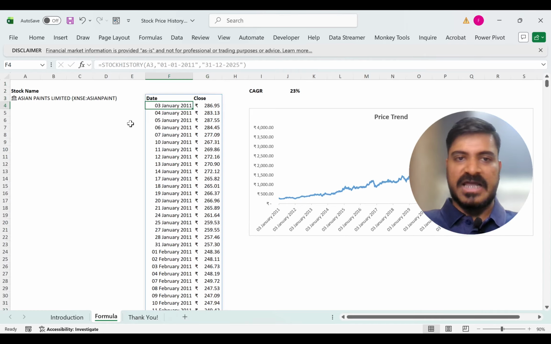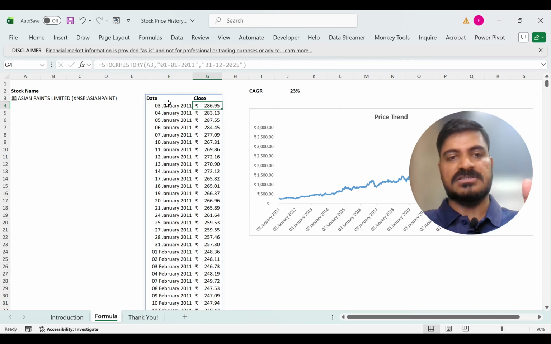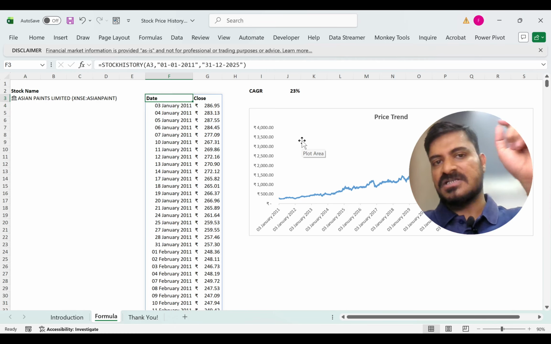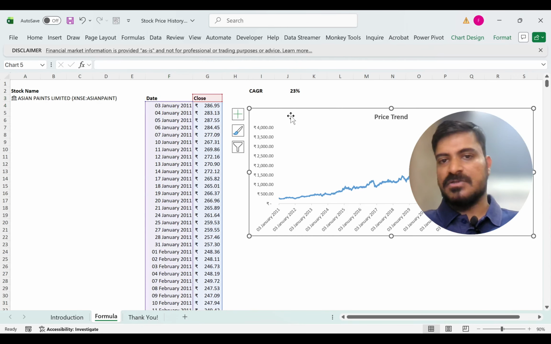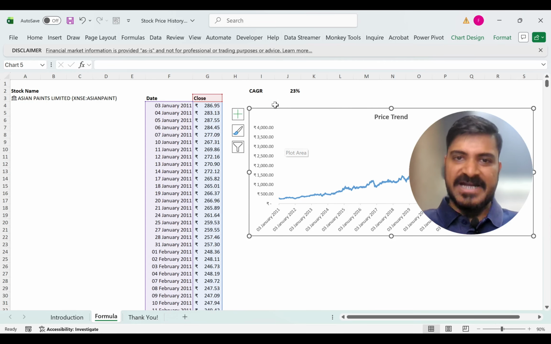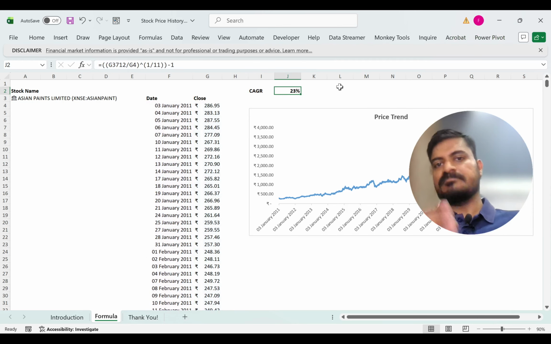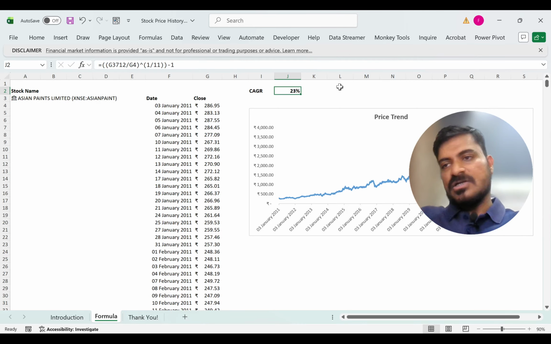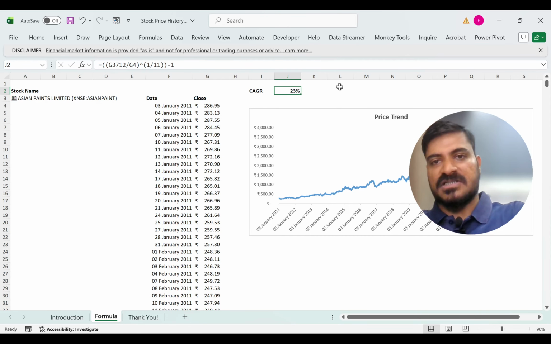For example, here I wrote a line of formula, and I'll explain that in detail. In order to get the historical prices starting from 2011 to 2025, which is 15 years of data that I wanted, just by writing this one function I got it. Number two, I was able to simply apply a price trend on it by converting it into a line chart, and I was also able to derive the CAGR, which is compounded annual growth rate, by using the formula A equals P multiplied by (1 plus R/100) raised to the power n, where n stands for the number of years.